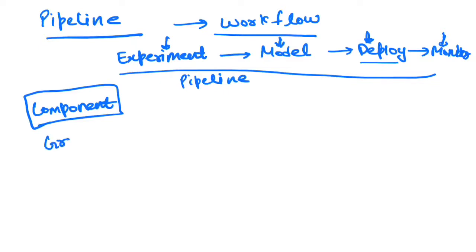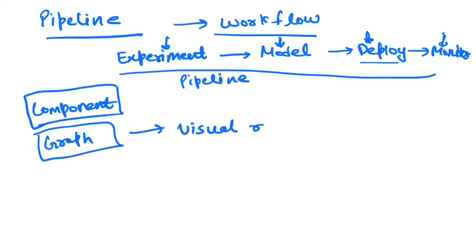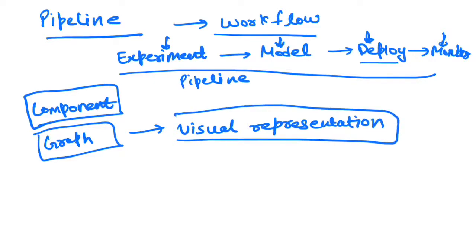Then graph, we have a graph. So graph, you can think of it as a visual representation of your pipeline. So whatever pipeline you have built, if somebody wants to see the visual representation, how it turns out, how your different components are connected together in a visual way, then Kubeflow offers the graph functionality using which anybody can visualize.